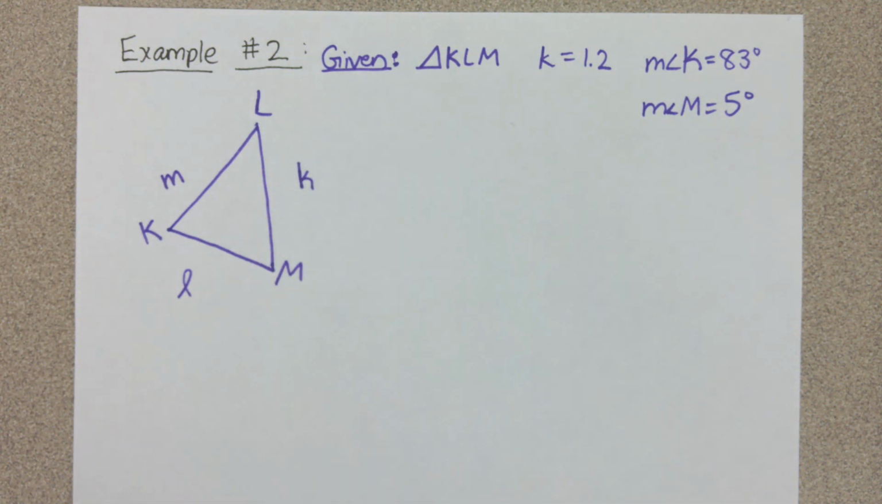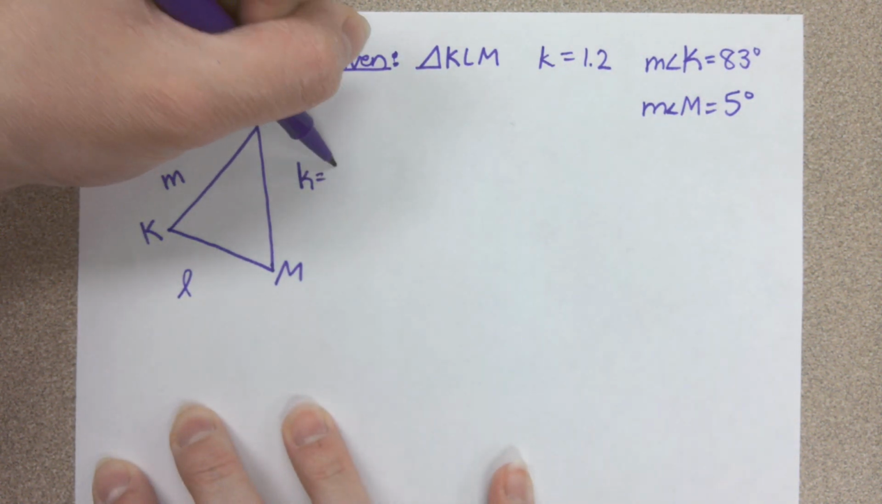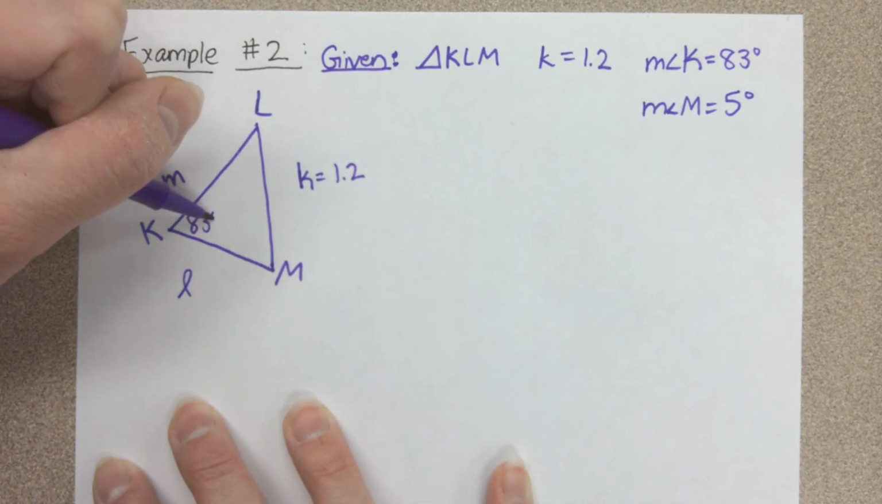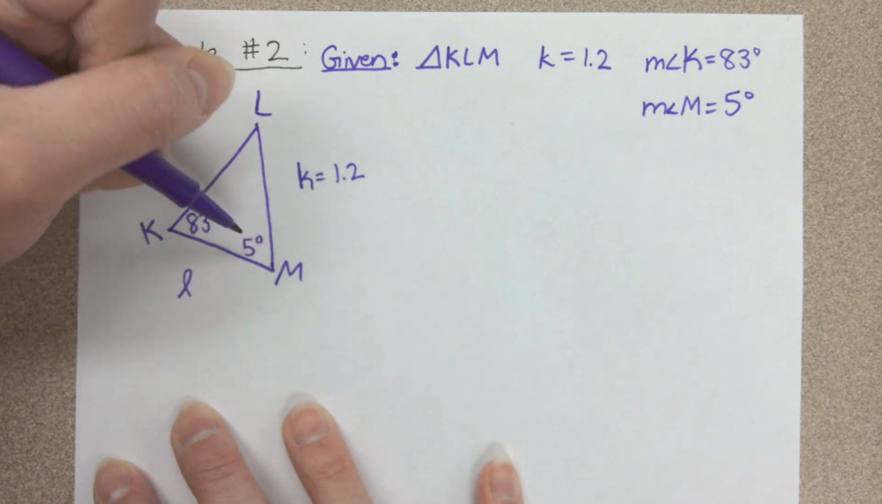Next, I'll fill in the info I do have. We know that side K is 1.2. Angle K is 83 degrees. And angle M is 5 degrees.